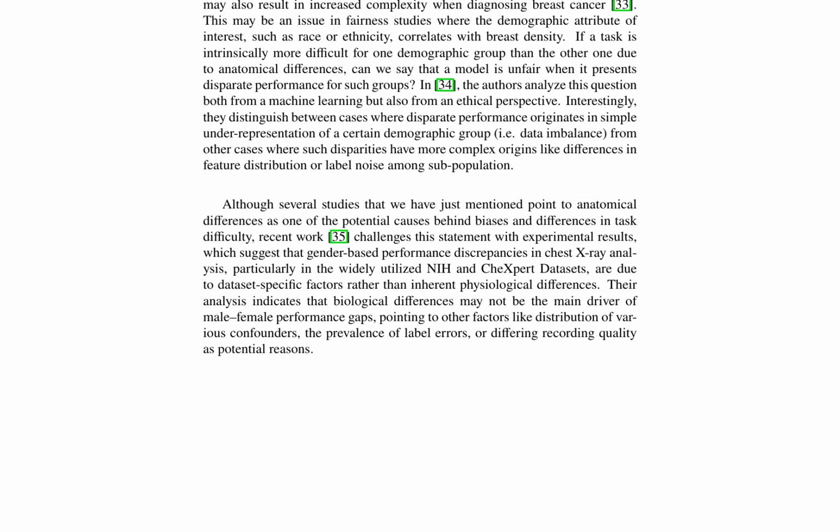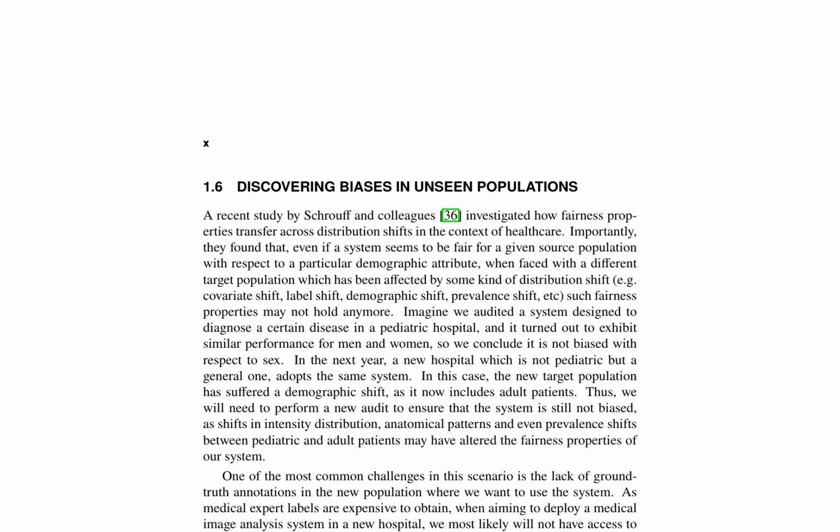When auditing fairness in medical imaging applications, it is essential to consider the potential biases in unseen populations. A recent study found that fairness properties may not transfer across distribution shifts, and a system that seems fair for a given source population may not be fair for a different target population. For instance, a system designed to diagnose a disease in a pediatric hospital may not be fair when deployed in a general hospital with adult patients. The lack of ground truth annotations in the new population poses a significant challenge, and designing methods that can anticipate biases in unseen populations becomes crucial.